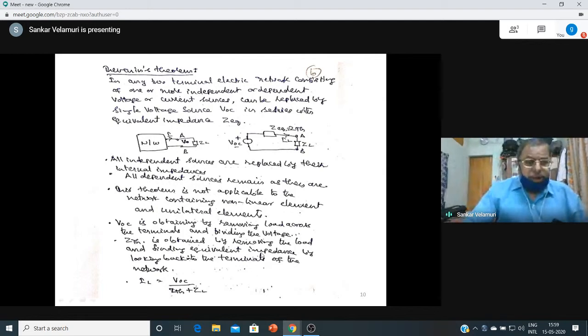Okay. So VOC is obtained by removing the load across the terminals, not just removing, temporarily. Again we will put it back. So this is the equivalent, and Z equivalent is Z Thevenin. Right? This theorem is not applicable to a network containing non-linear and unilateral elements. VOC is obtained by removing the load and finding the voltage across terminals AB. Z Thevenin is obtained by removing the load and finding the equivalent impedance by looking back into the terminals of the network.